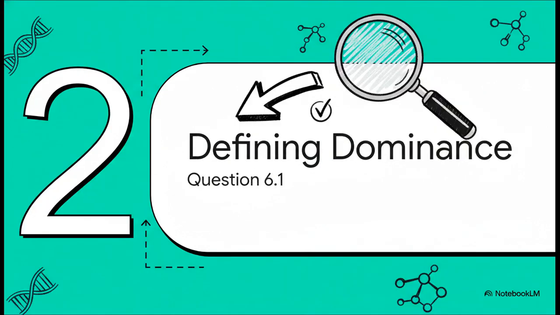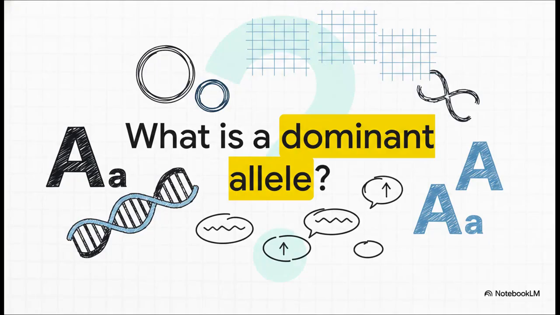First up, a one-mark question, and this one is all about precision. The examiners are looking for a very specific scientific definition. Getting this right is a great way to start and build some confidence for the rest of the question. So the question is simple enough. What is a dominant allele?